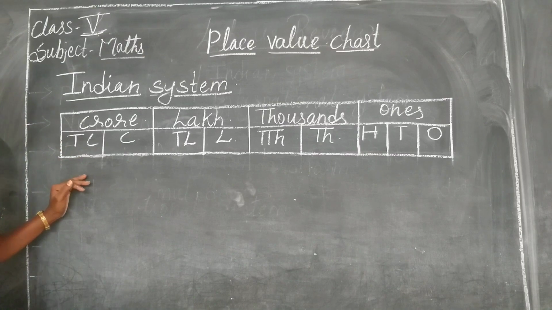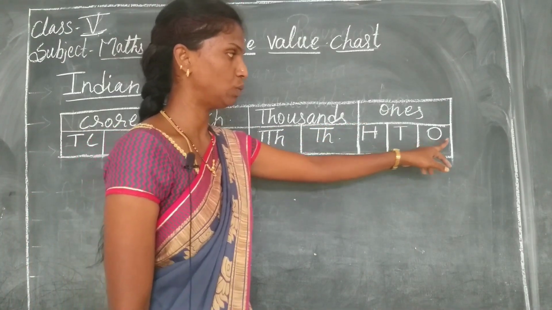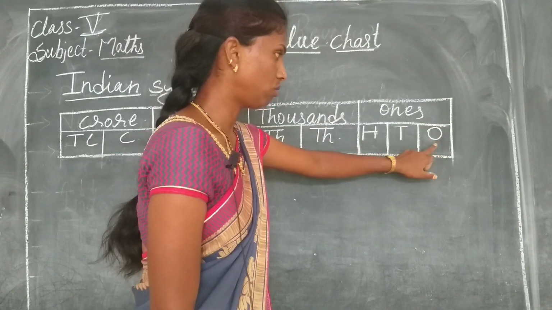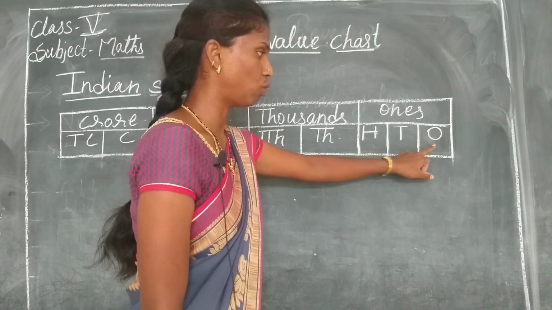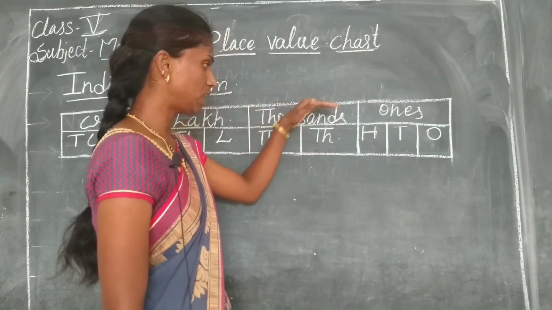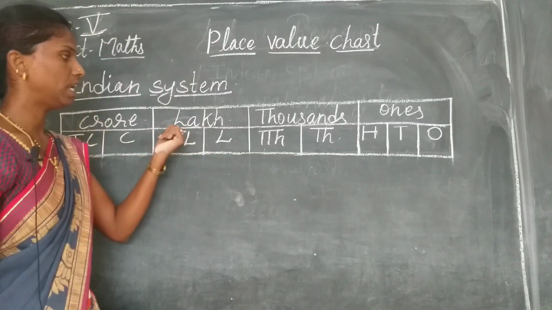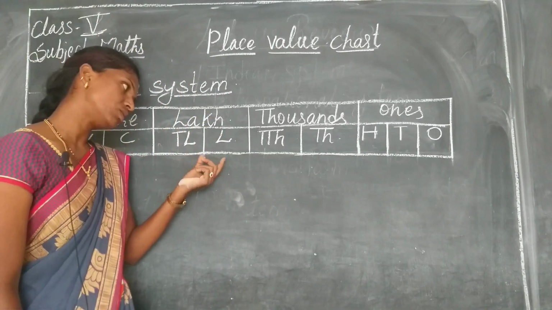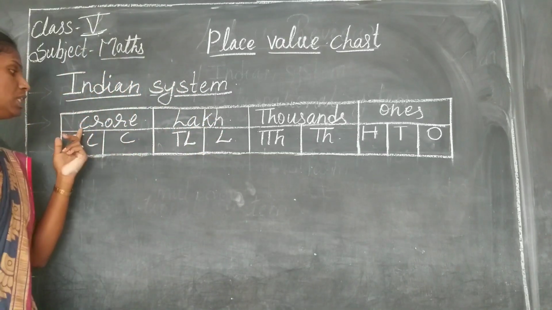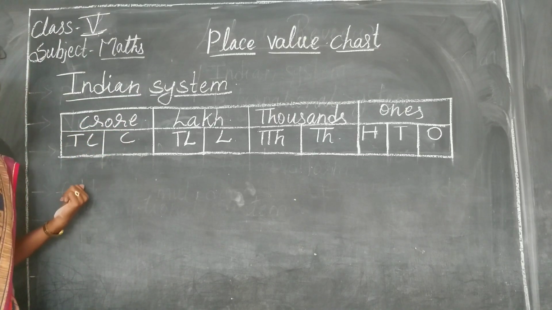Did you understand? Under ones you can see hundreds, tens, ones. Here O means ones, T means tens, H means hundreds. In the thousands place you can see two values, that is thousands and ten thousands. In the lakhs place you can see two values, that is lakhs and ten lakhs. In the crore place you can see two values, that is crore and ten crores.